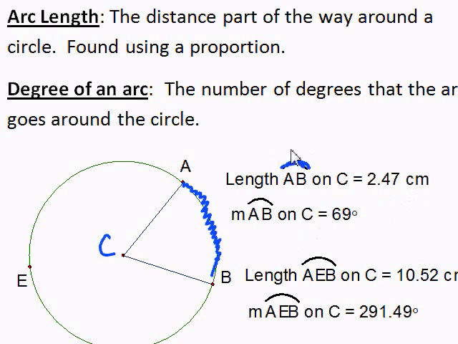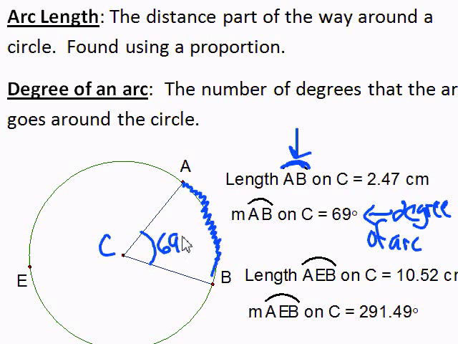Don't really need to know that. What I want to point to is how the symbol is written to find the length of the arc. Now contrast that with this little M and the AB with the little arc over it. That means the degree measure of the arc. So the degree of the arc, if we go from here to here, is 69 degrees.